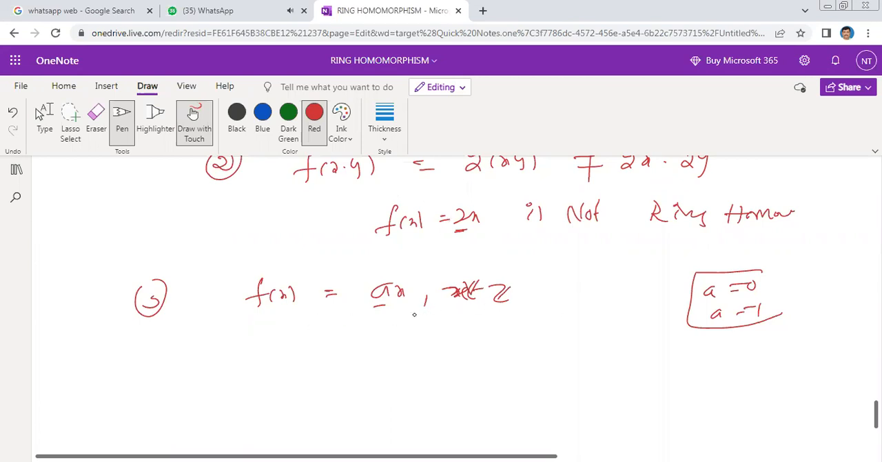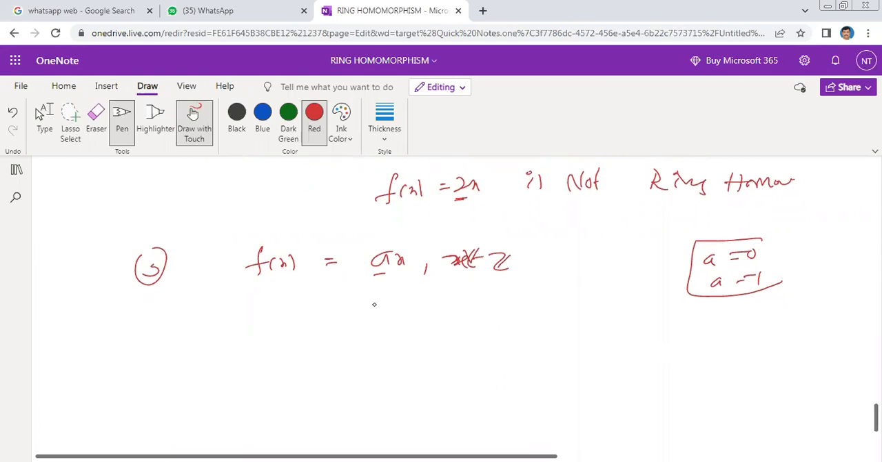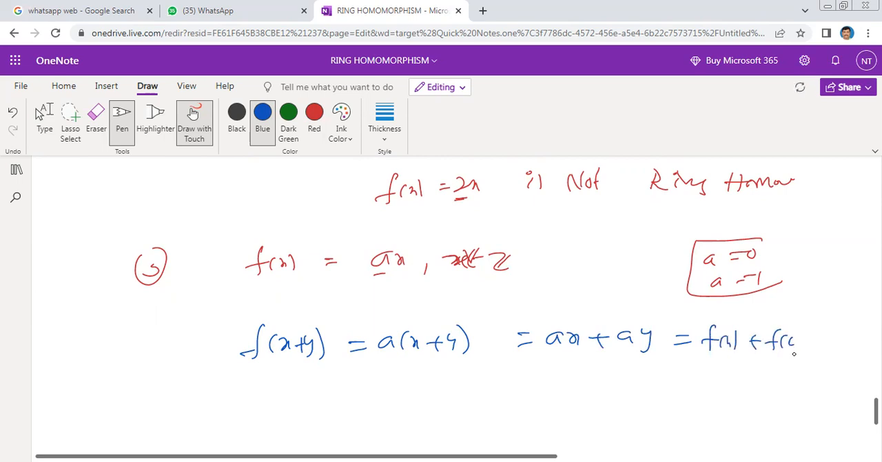Is it a homomorphism or not? It is not a ring homomorphism, because the second condition has failed. When can it be a homomorphism? Now check here. The first condition: f of x plus y is equal to a times (x plus y), that is ax plus ay, which is f of x plus f of y. No problem about the first condition.